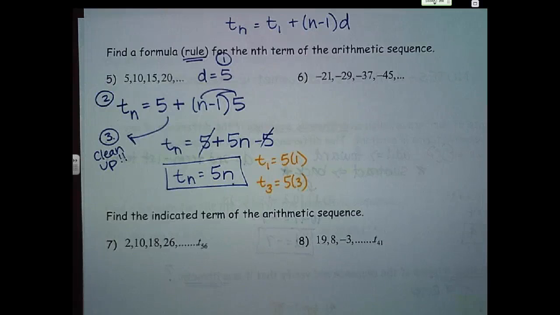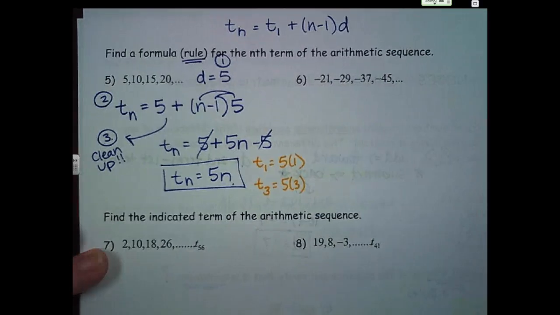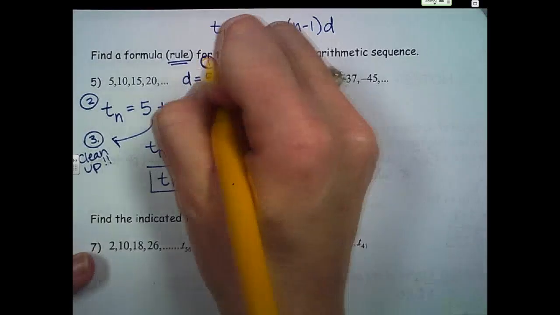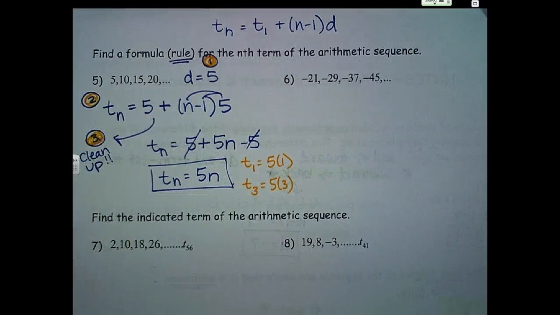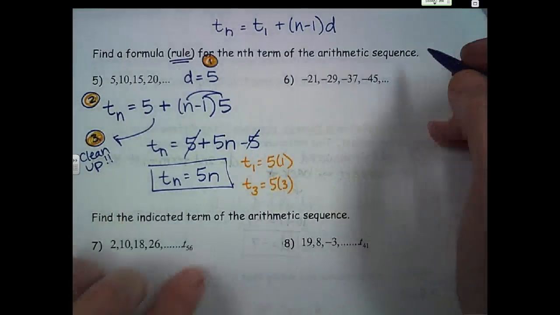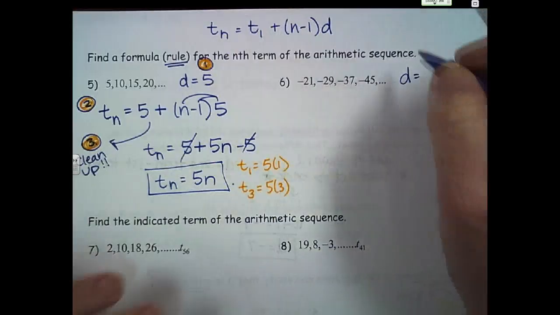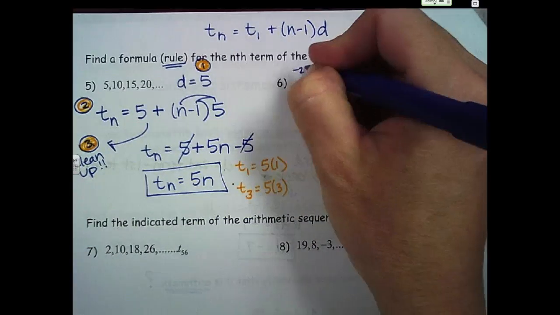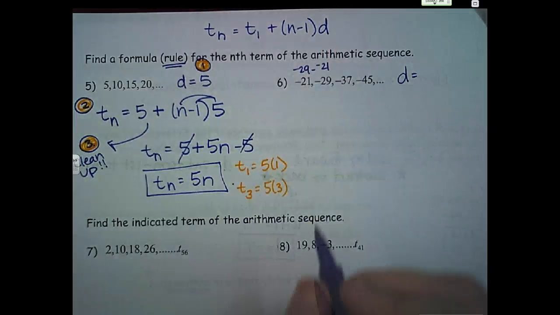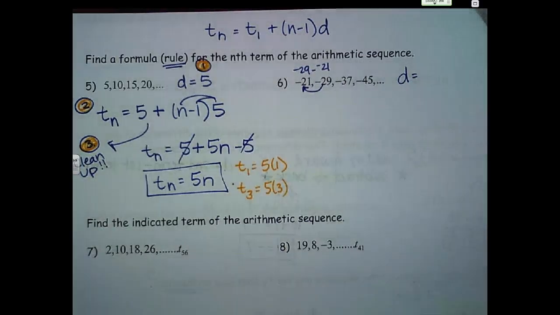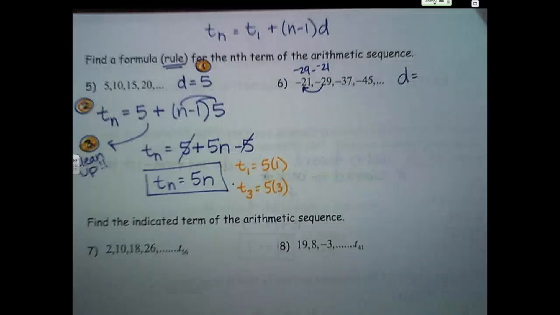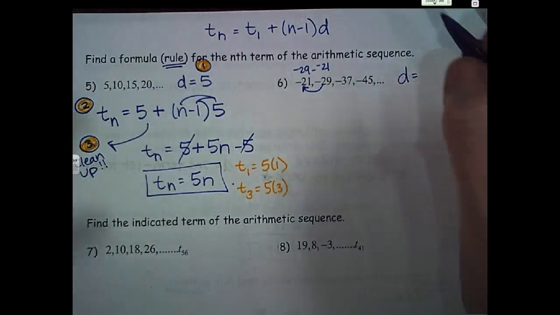Okay? Let's try this one now. Find the rule. There's 3 steps. Remember, I gave you 3 steps. 1, 2, 3. Okay, let's start with the first step. The first step is to find the common difference if there is one. All right? So to find the common difference, you're going to do negative 29 minus a negative 21. Remember, you go this way. What's the common difference? Excellent. Negative 8.